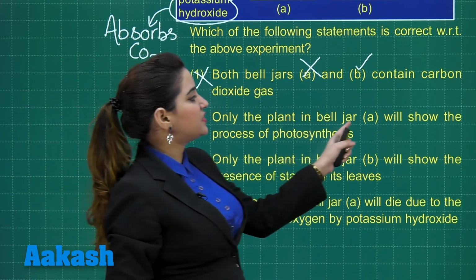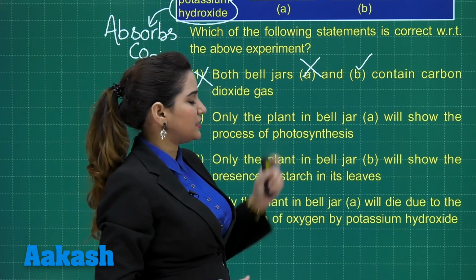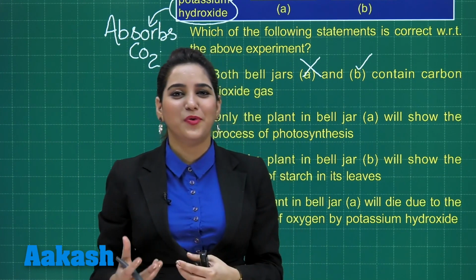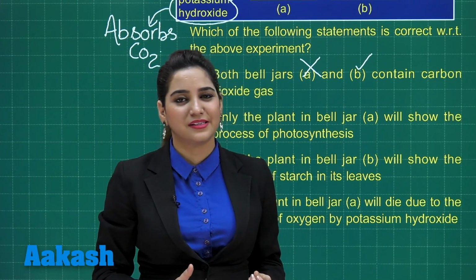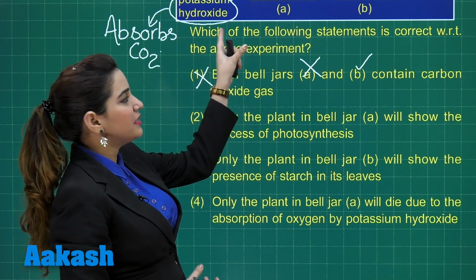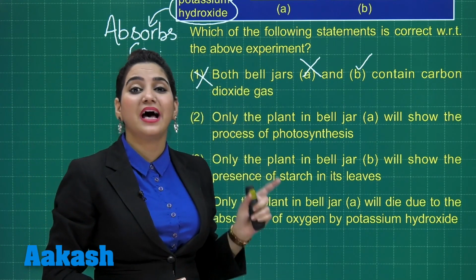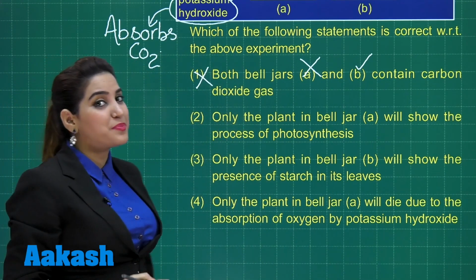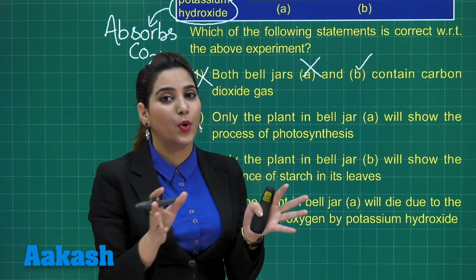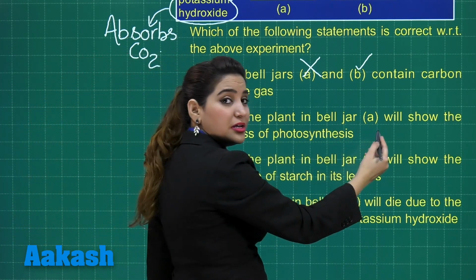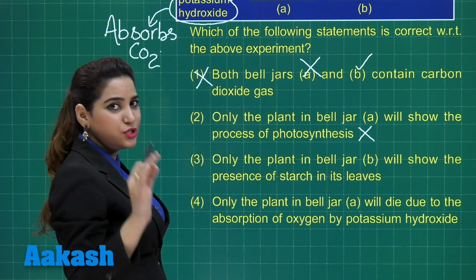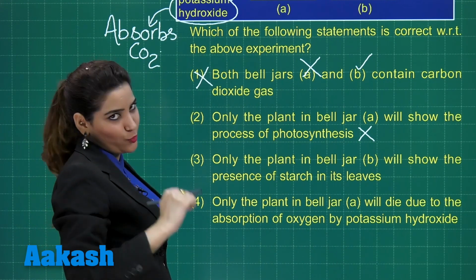Next one. Only plant in bell jar A will show the process of photosynthesis. What do you think about it? Guys, what is photosynthesis? CO2 is going to combine with water to form sugars with the liberation of oxygen. So, if the plant in bell jar A does not have CO2 because it is absorbed by potassium hydroxide, do you think the plant will be able to perform photosynthesis? No. So, tell me, is it right or wrong? It is wrong. It will not be able to show photosynthesis due to the absence of CO2.